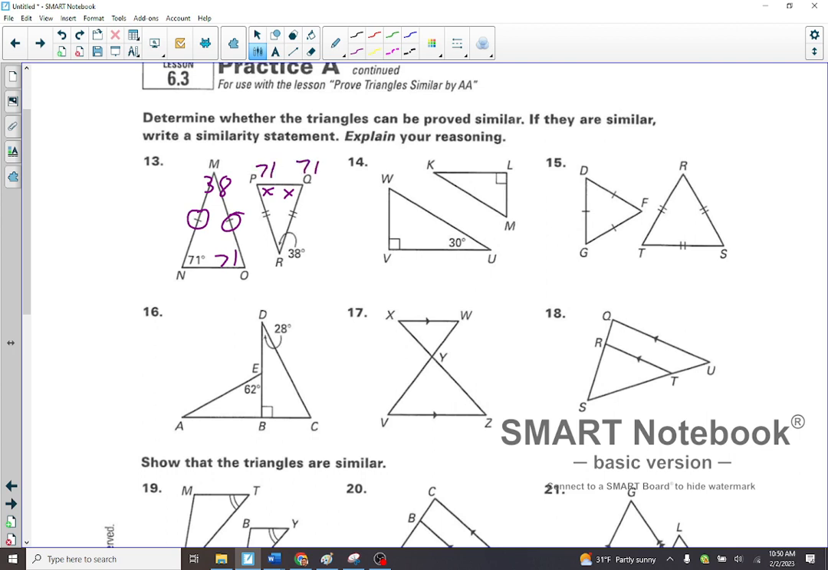Wait a second. 71 matches 71, 38 matches 38. Either way, they match. Why do they match? Because they just do. The next one, angle automatically matches? No, it doesn't. No, it doesn't match.